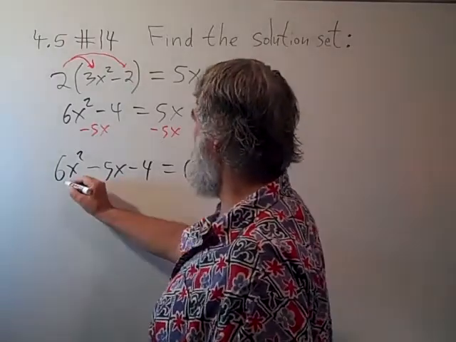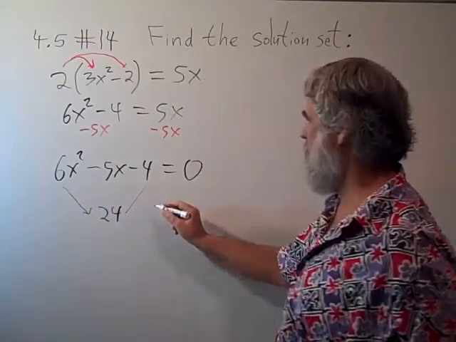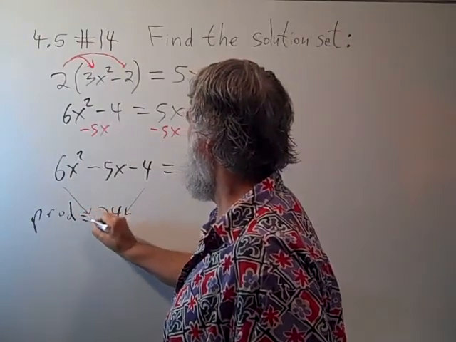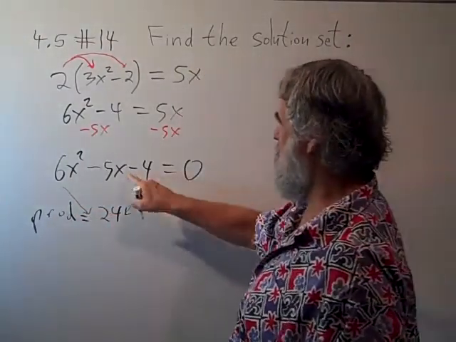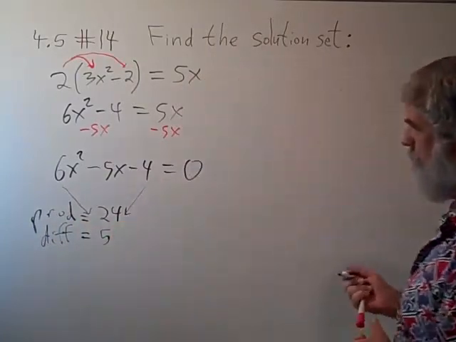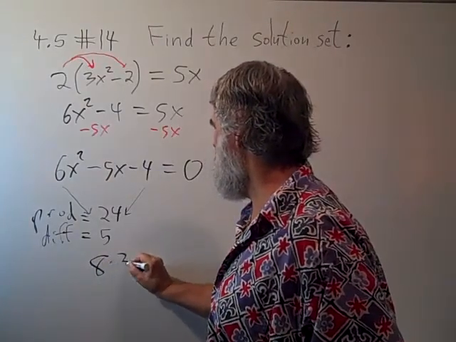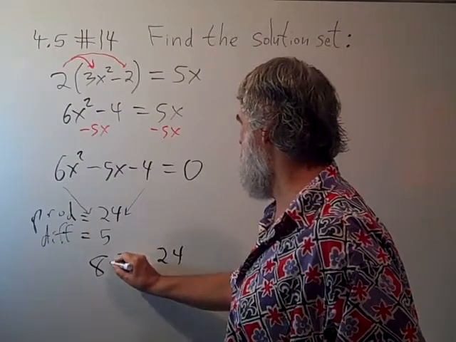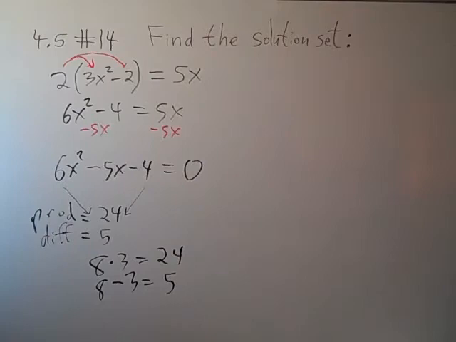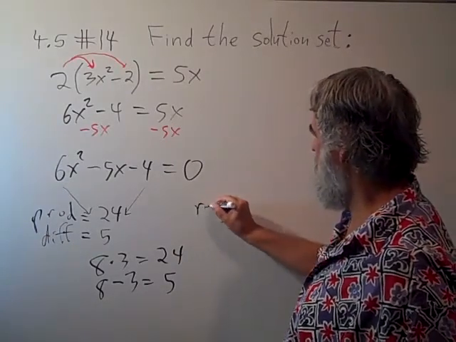Now, we're looking for two numbers whose product is 24, because 6 times 4 is 24. So the product is 24. And because this is a minus, the difference is equal to 5. So the numbers are 8 and 3, because 8 times 3 is 24, and 8 minus 3 is equal to 5. So what we do is we rewrite the middle term using those numbers.